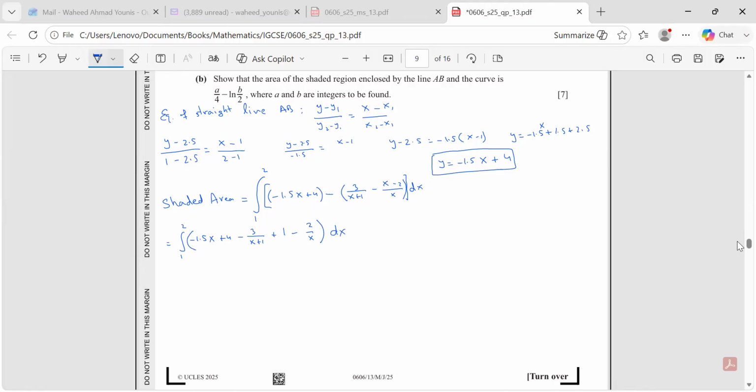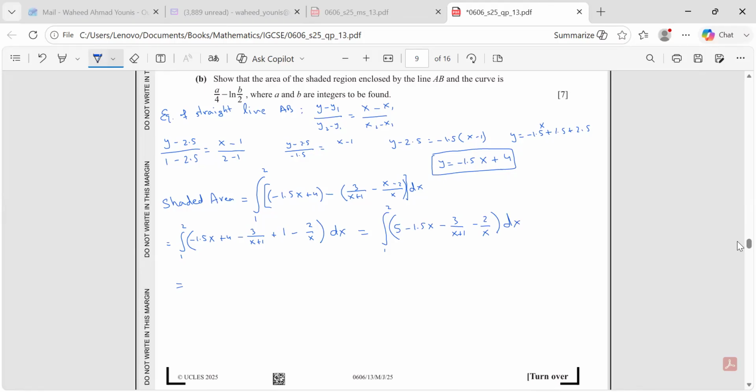So let's try to simplify a little bit more. This is 4 and this is 1, so it will become 5. So I have 5 minus 1.5x, minus 3 over x plus 1, and minus 2 over x, and this whole thing dx, integral from 1 to 2. I hope everybody is with me. So let's do this integration.